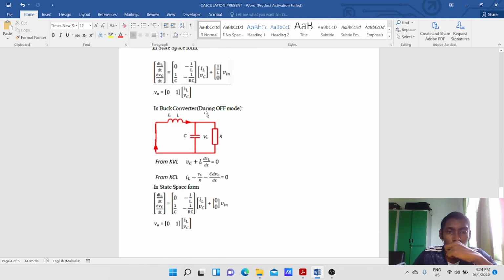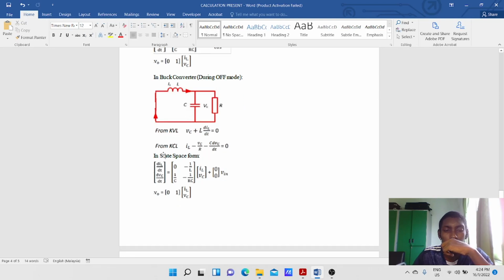So in buck converter during off mode, from KVL it is Vc plus L diL/dt equals 0. For KCL, IL minus Vc over R minus C dVc/dt equals 0. So this is the state space form.